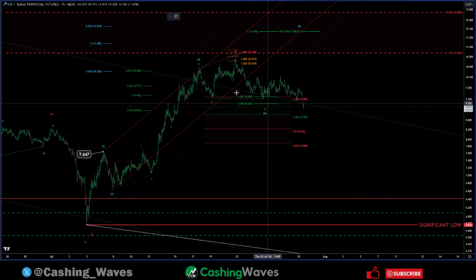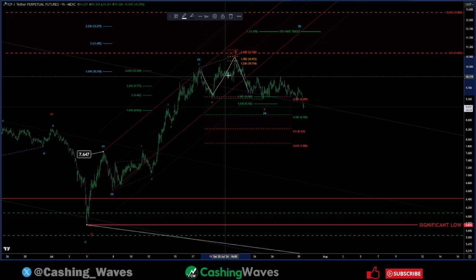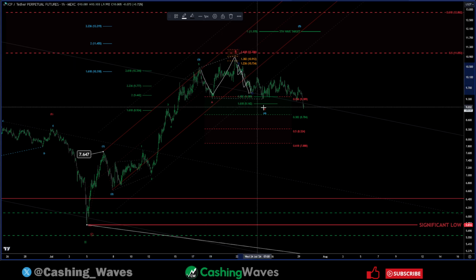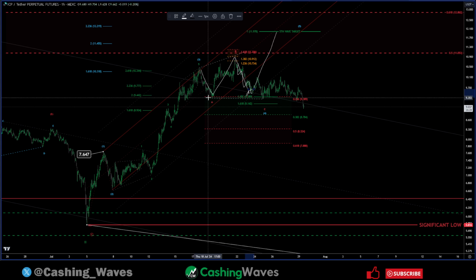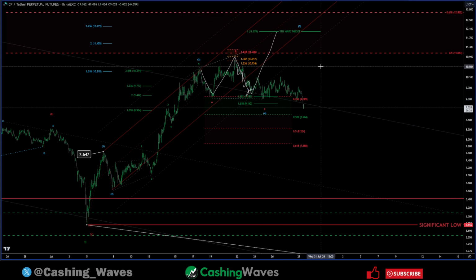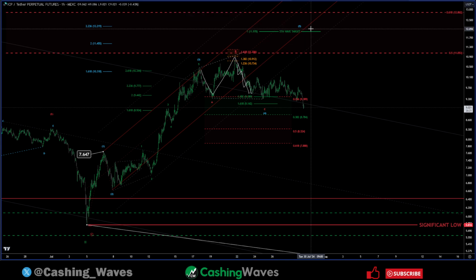So everything indicated to me that this was an A, B, C. We had 3, 3, and 5 waves down, and we were looking for that 1-to-1 extension off this low. Protect that A wave. That's how close our stop was, very close. So target was around $12 for that 5th wave.